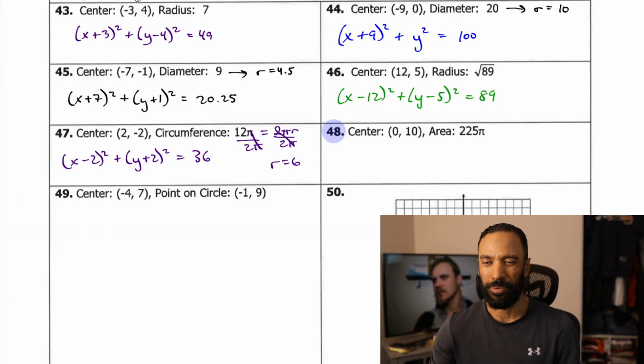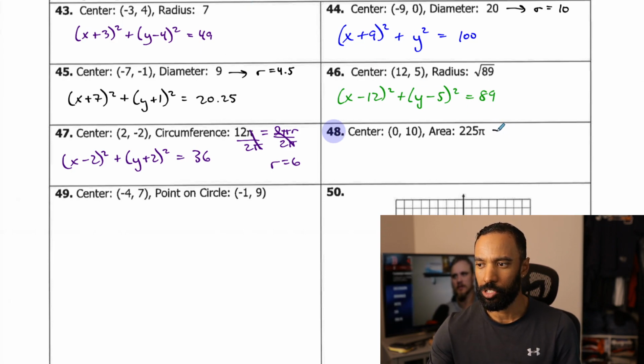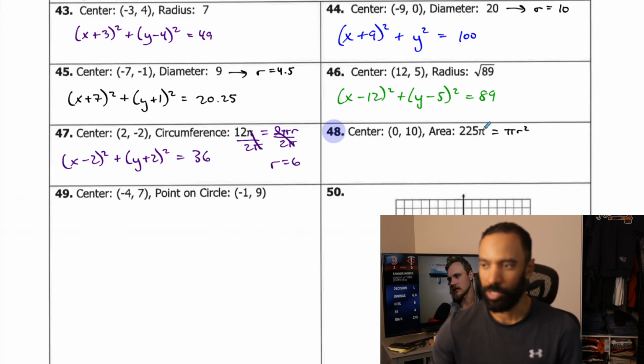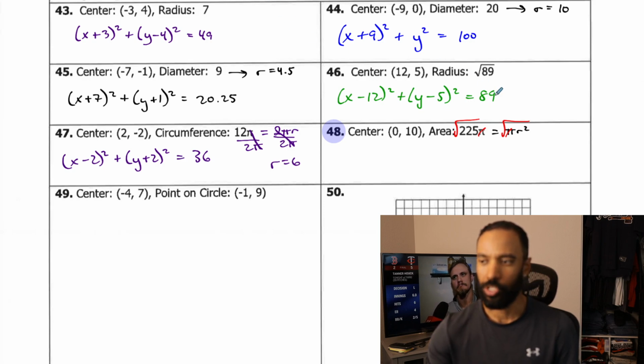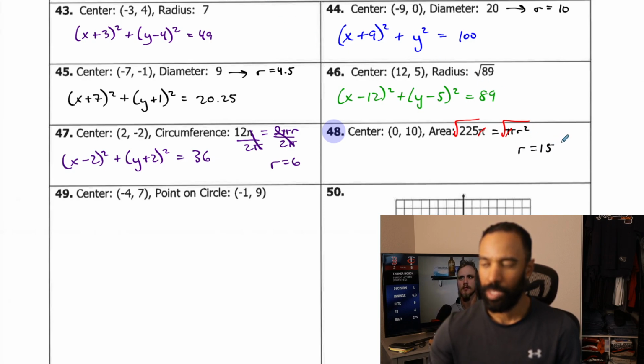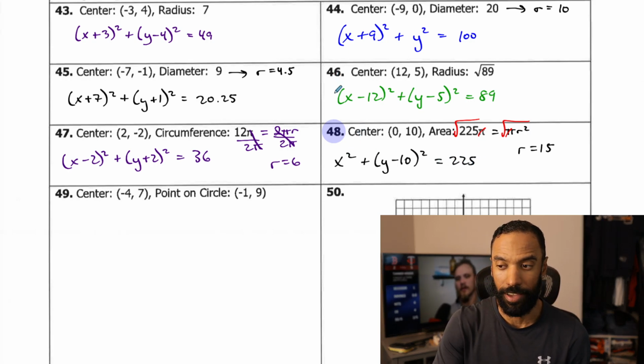Yeah, none of these will be rounded values, right? Area is πr², so 225 is πr². π's cancel through division, I'll just leave that. And we take the square root of both sides. Square root of 225 is 15. So your radius is 15. This x minus 0 becomes x squared. I have (y - 10)² there, and 15 squared is 225. Yes, I am working fast.